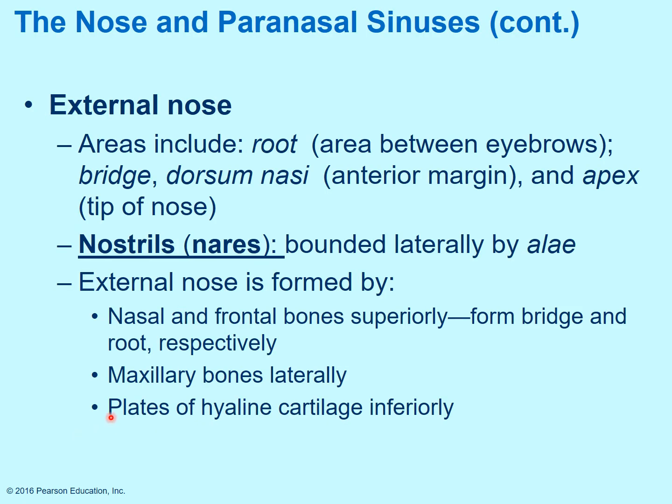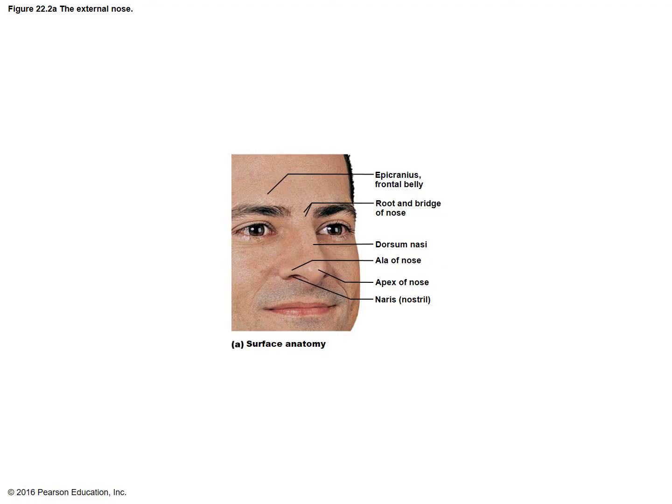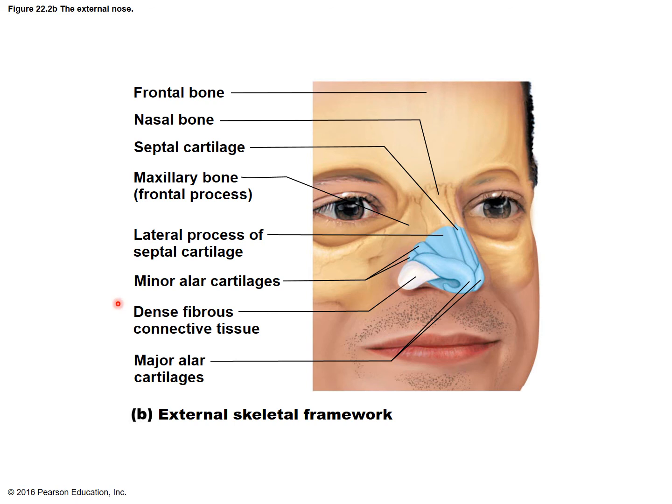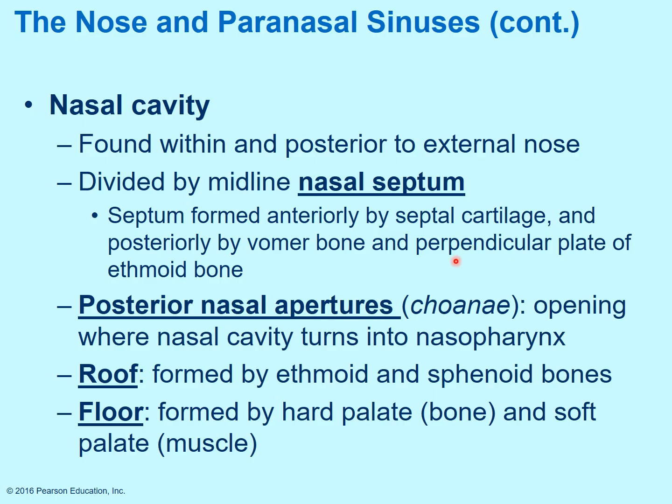So the external nose, this area obviously that you see. The nostrils are referred to as the nares. There's a septum in the middle that does separate the two sides. The nasal cavity is going to be found behind the external nose. As you can see, the nasal cavity is formed by various bones such as the ethmoid, the sphenoid, and the hard palate.